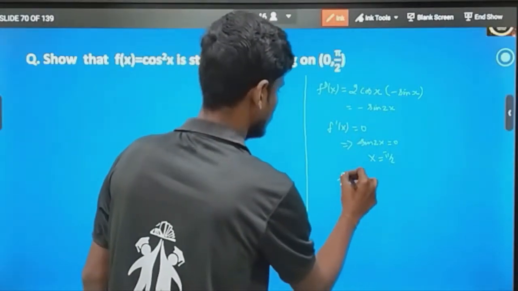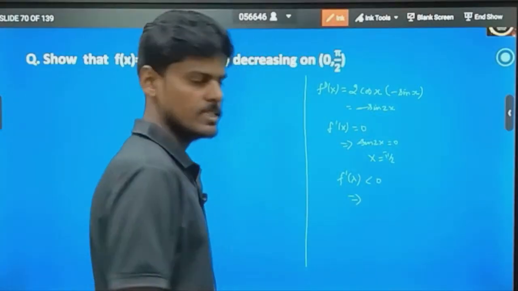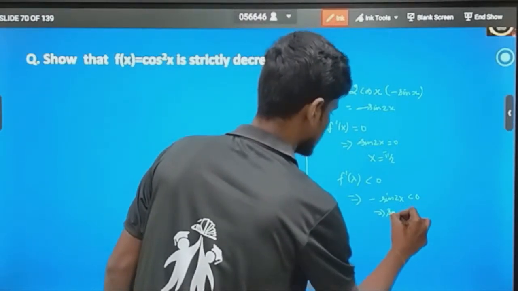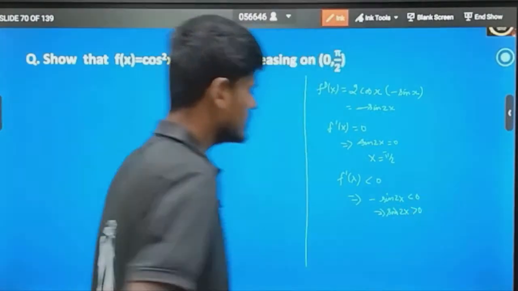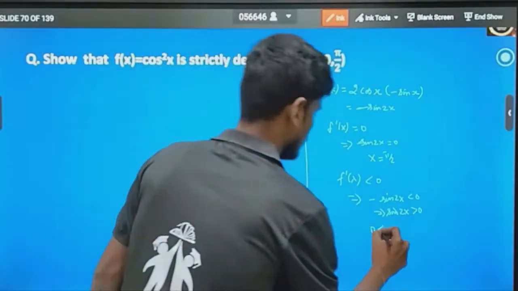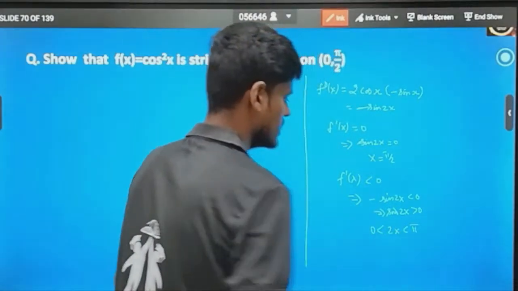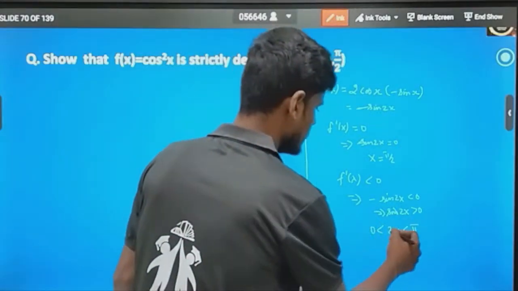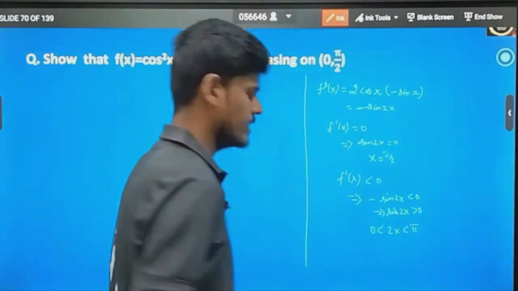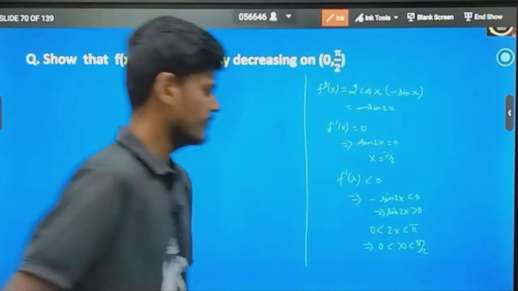F dash of x is less than 0. That means minus of sin 2x is less than 0, which means sin 2x is greater than 0. Between 0 to pi, sin is positive. So between 0 to pi, sin 2x is positive. That means 2x is between 0 to pi, so x will be between 0 to pi by 2, which means 0 less than x less than pi by 2.